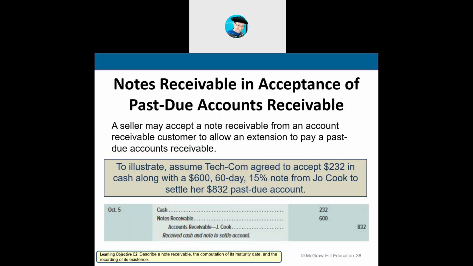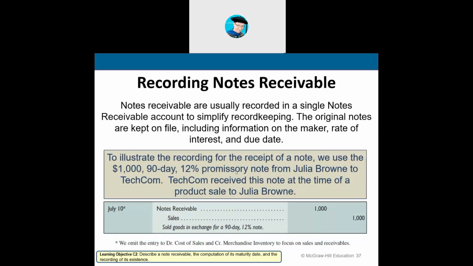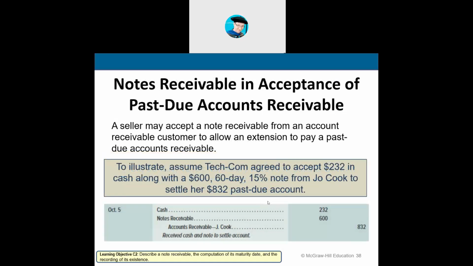October 5, this is a different example, it looks like. Hold on. Oh, that's if it's past due. Yeah. Debit note receivable, $1,000. Credit sales, $1,000. Let's record it. Let's say it's past due.